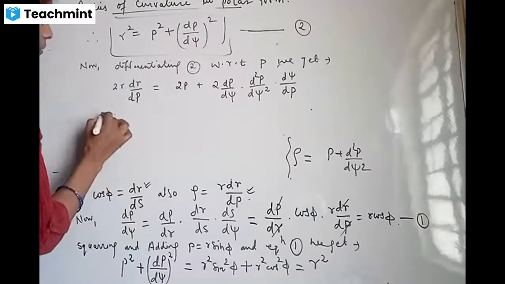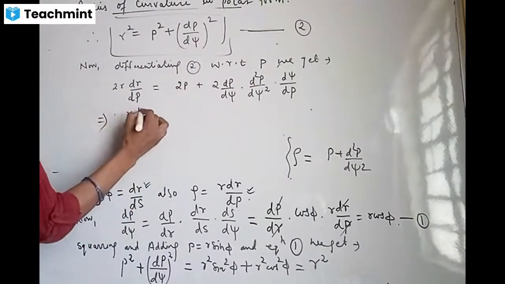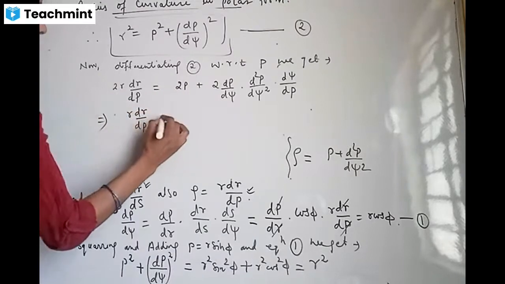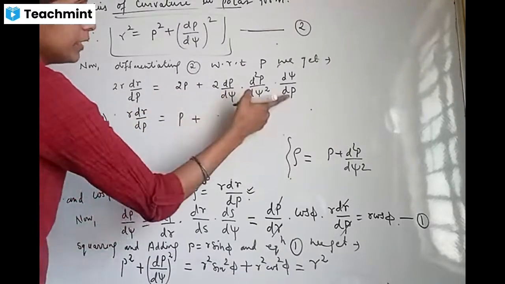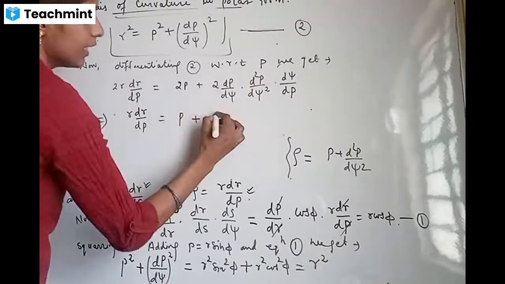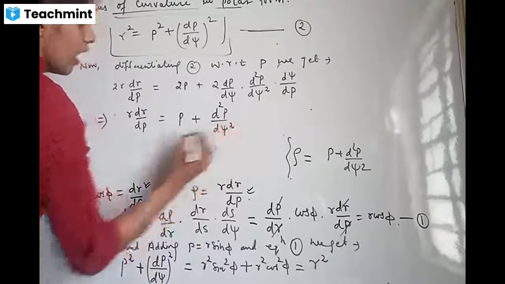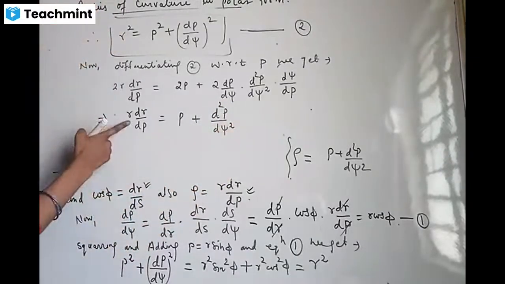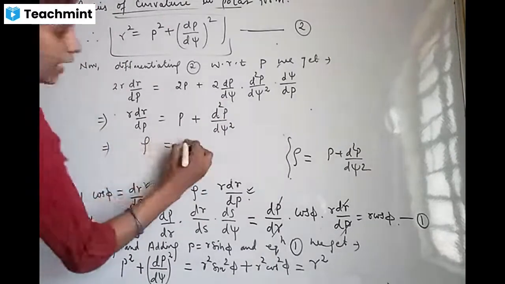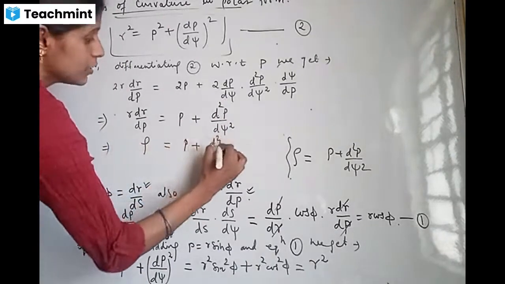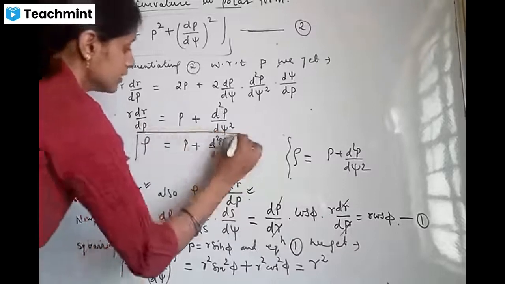Now, this is simple. Now 2 is common. So I am writing 2 r dr by dp here. And this is p plus, so dp cancels, d psi cancels. We are only left with d2p by d psi 2. And this implies this value is your what? Rho, radius of curvature. And this is p plus d2p by d psi 2. So this is the relation.